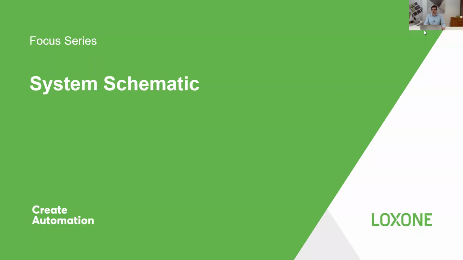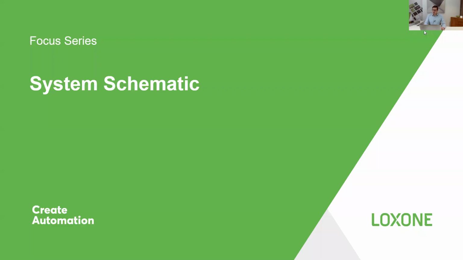So as always, we like to look at an in-depth topic in Loxone or how we can solve a particular issue or a particular function block. Now for today, what I wanted to do is introduce a new feature that will be coming in Config version 11. This feature is System Schematic.